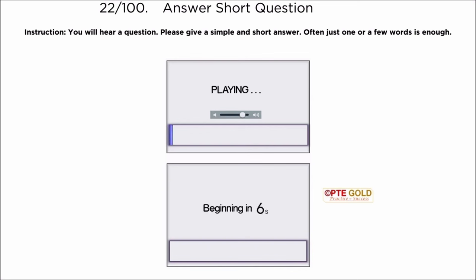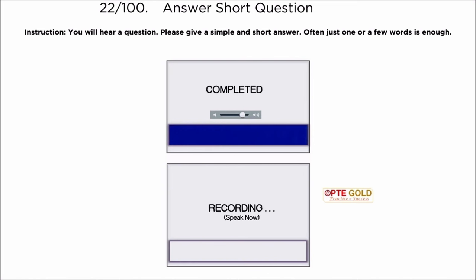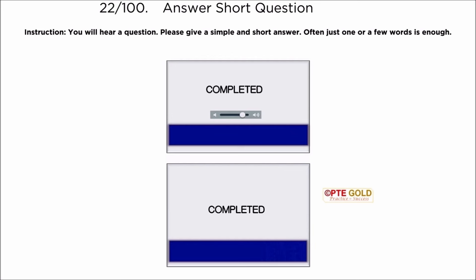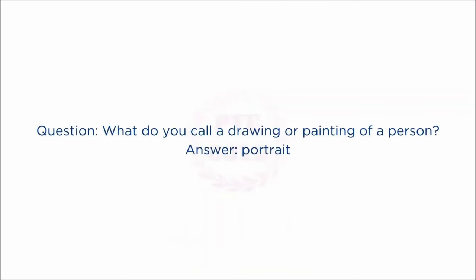What do you call a drawing or painting of a person? Portrait.